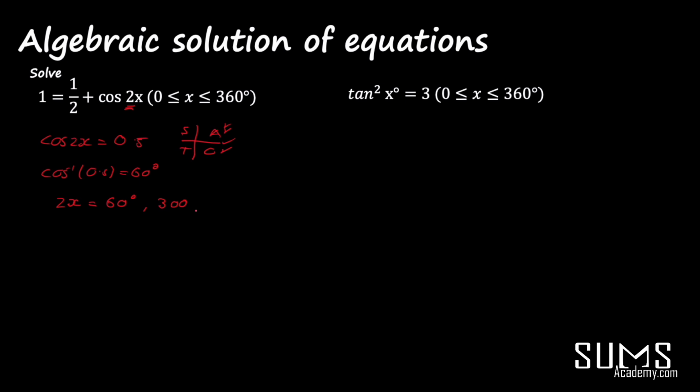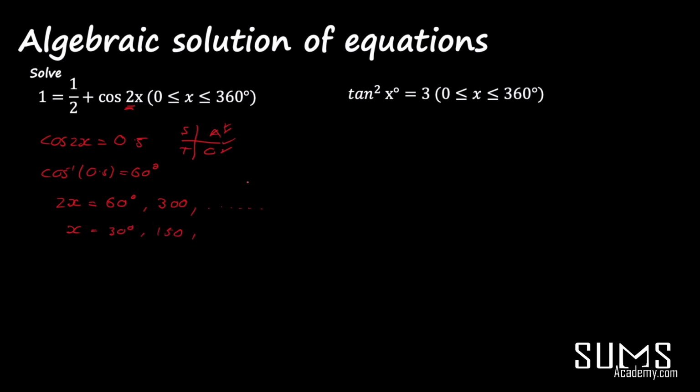So you could either continue this round, then add 360 and add 360 again, and then halve it, or what you do is halve it now, which is what I do. So x is equal to 30 degrees, 150 degrees.